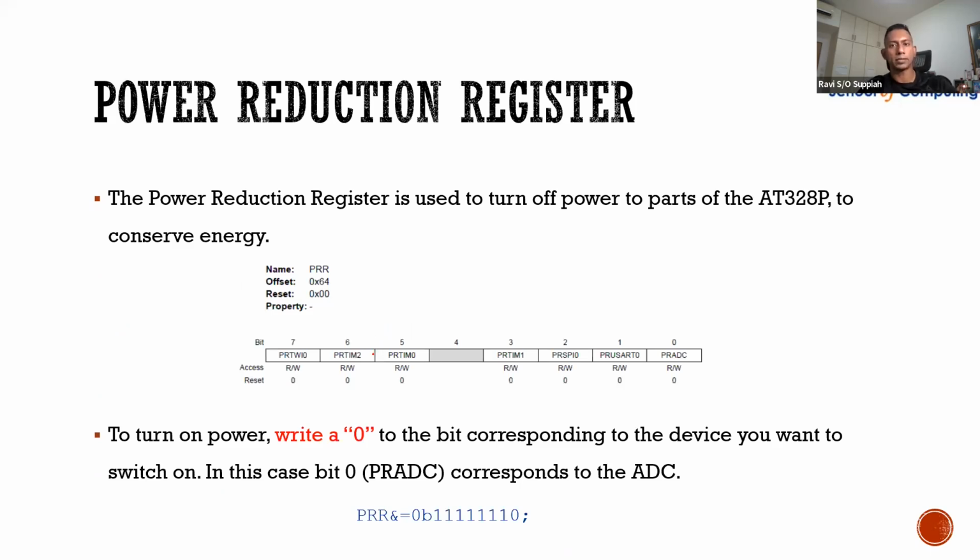The power reduction register is basically used to turn off the power of the peripheral subsystems so that we can conserve energy. To turn on the ADC module, we need to write a 0 to the bit that corresponds to the peripheral that we want to turn on. In this case, we need to execute this code. We AND this register with the last bit set to 0, so that will switch on the power to the ADC module.